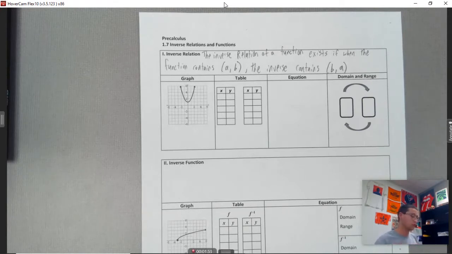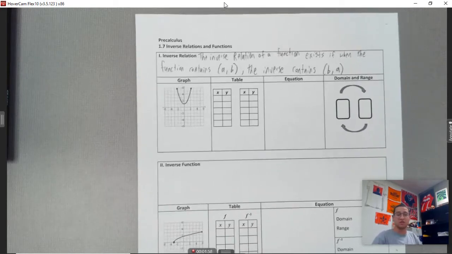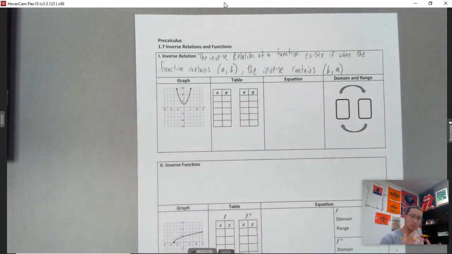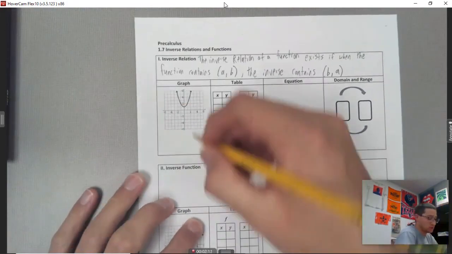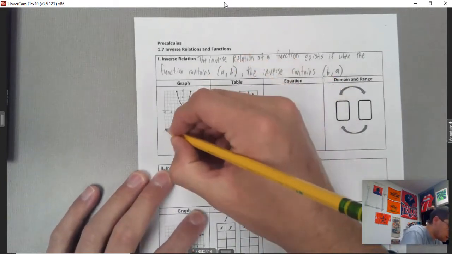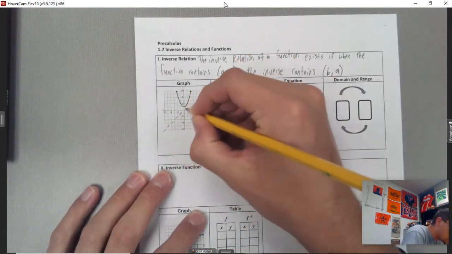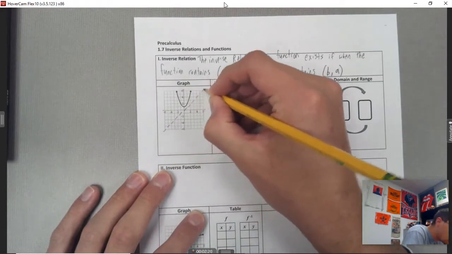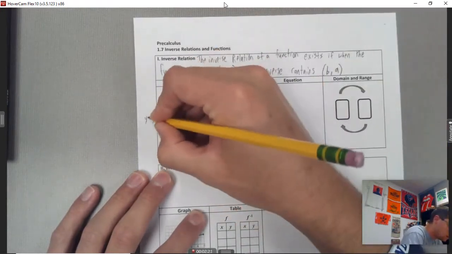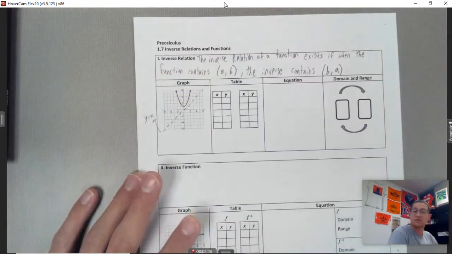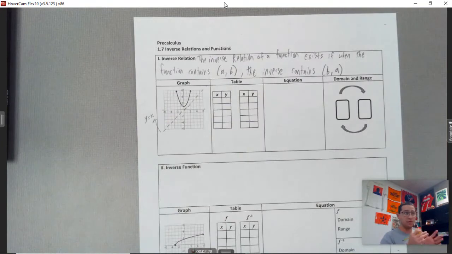So to show you 4 different representations of how inverses relate, we're going to talk about each of these 4: the graph version, the table, the equation, and how the domain and range relate to each other. For the graph, you're going to reflect it across the line y equals x. This is the line y equals x. That dashed line is the line y equals x, and for a function or a relation, if it has an inverse, you're going to literally reflect it across that line.